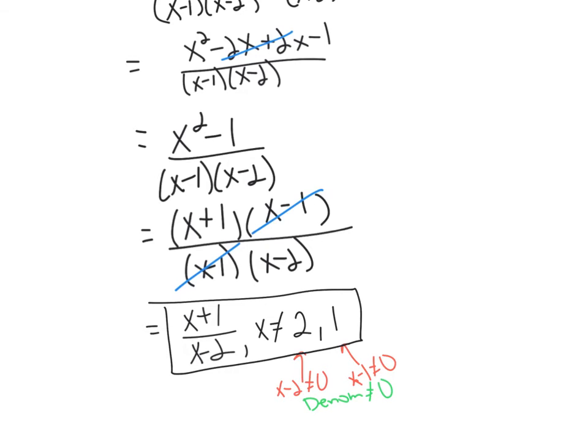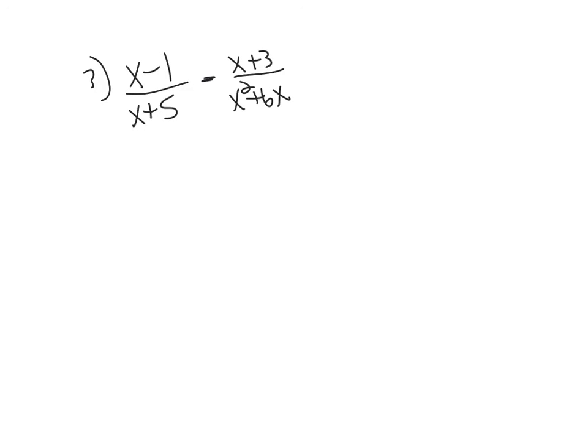So let's try one more. Okay, let's take it up a notch, and now let's subtract rational expressions. So let's look at the example. What if we have x minus 1 divided by x plus 5 minus x plus 3 divided by x squared plus 6x plus 5?